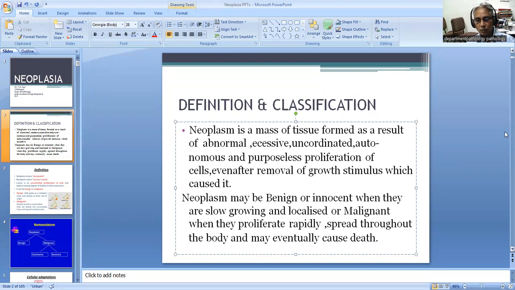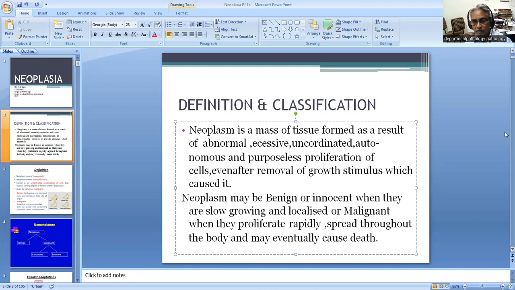What is neoplasia? Neoplasia is a mass of tissue which is formed as a result of abnormal, excessive, uncoordinated, autonomous, and purposeless proliferation of the cells, even after removal of the growth stimulus which caused this proliferation. So this neoplastic growth differs from the normal cell cycle or normal growth in the sense that, number one, it is abnormal. Number two, it is excessive. Number three, it is uncoordinated, autonomous, without any purpose. And this proliferation of the cells continues even after removal of the growth stimulus.